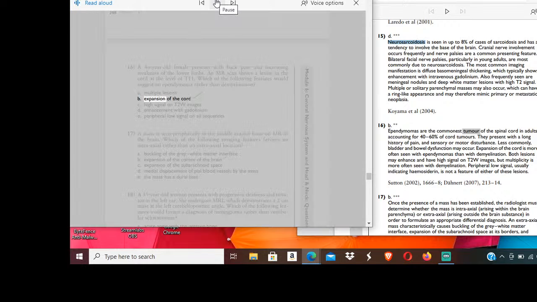A. Multiple lesions. B. Expansion of the cord. C. High signal on T2W images. D. Enhancement with gadolinium. E. Peripheral low signal on all sequences.